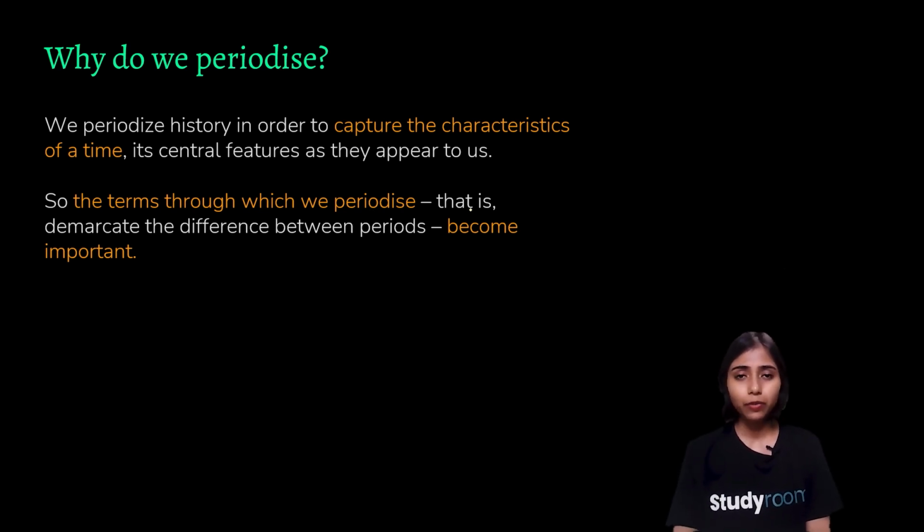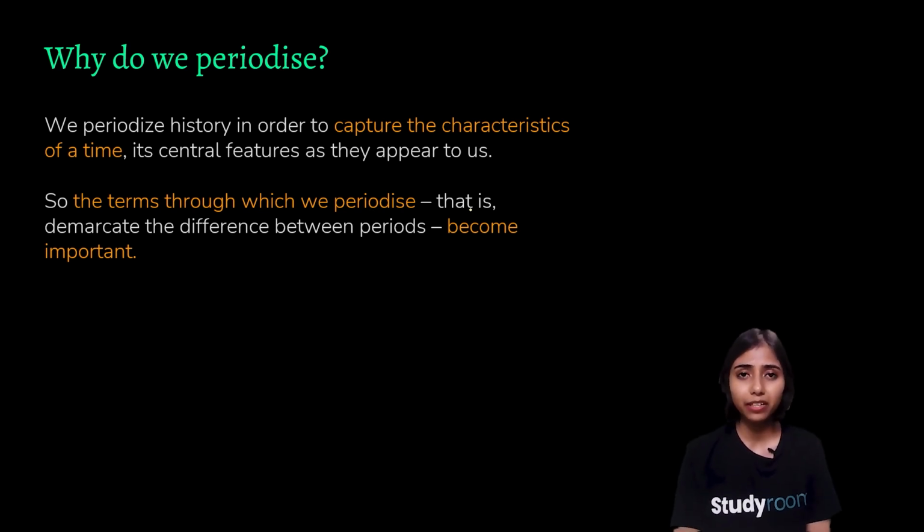But in another chapter, we learn about the characteristics of organic elements. So obviously there are differences. The chapterization is different. The characteristics are different. Similarly in history also, we try to capture the characteristics of a certain period, like what characteristics were similar in one period, then gradually changed in another period, and then gradually changed further in some other period. So we try and compile them into certain periods, and that is why periodization is very important. The terms through which we periodize, that is, demarcate the difference between periods, become important. It is very important for us to demarcate the history that is presented before us.